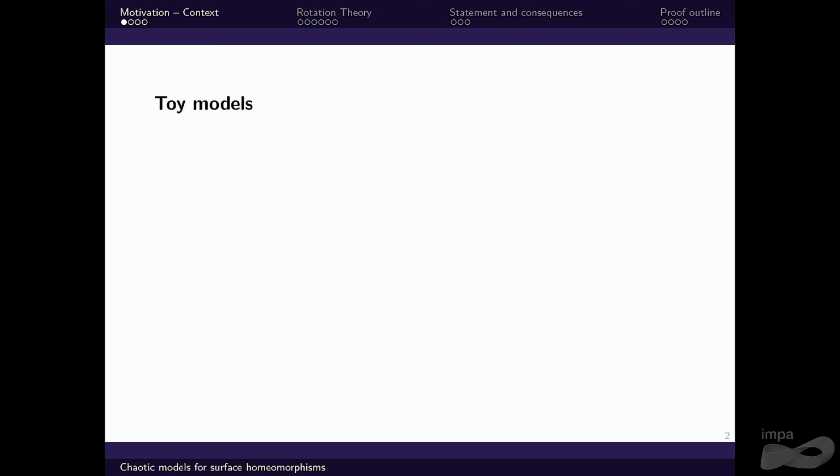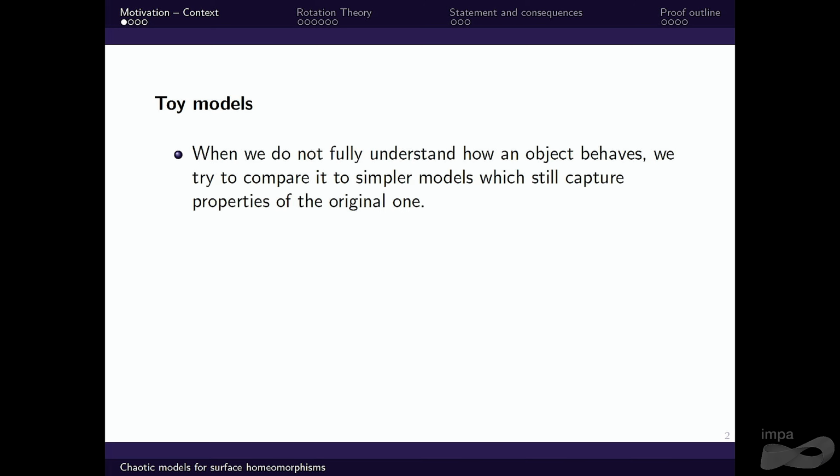A good example of this would be: you have a flow, you have a fixed point, then you take the differential. And if the differential is hyperbolic, then you recover a lot of information from the original system. So the idea is, which kind of models can I build such that they are simple, but also I can recover information from them? So when we do not fully understand something, we try to compare it to simpler models, and we still capture behavior from the original one.